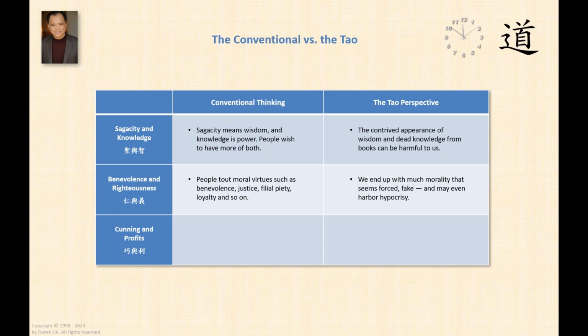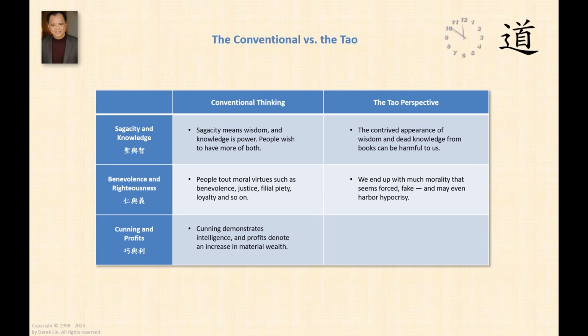And when I talk about fake, of course, this is just a reiteration that when we act from reminders, it is not genuine. It is not like acting straight from one's heart. And those reminders will fade from memory, and they need to be reinforced. In the third row, cunning and profits. Well, people may see being cunning, being shrewd, is a good thing because it demonstrates intelligence.